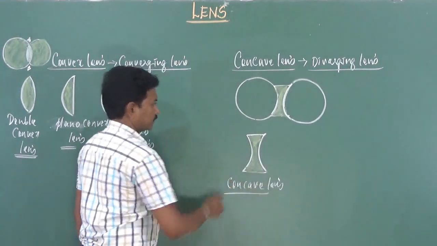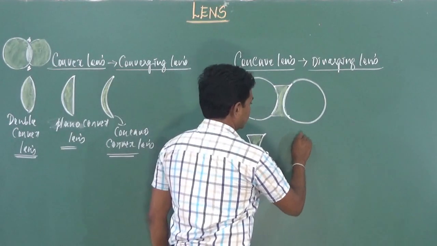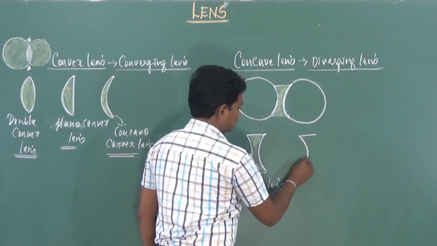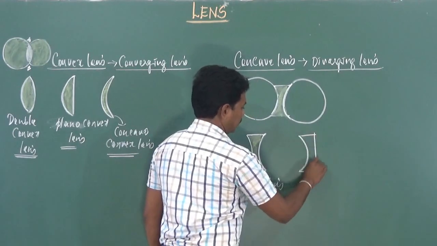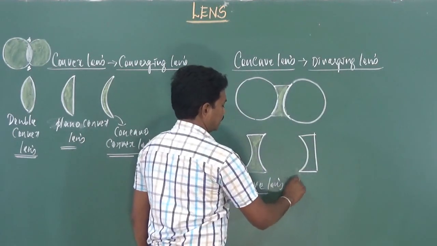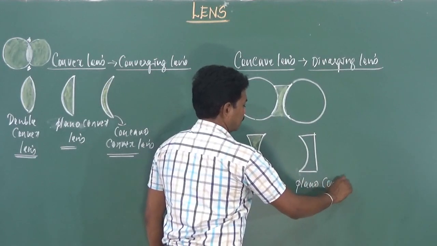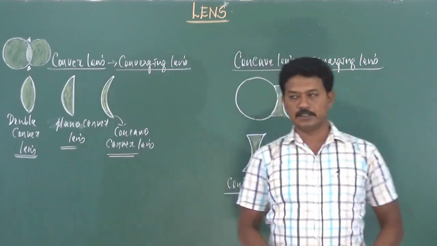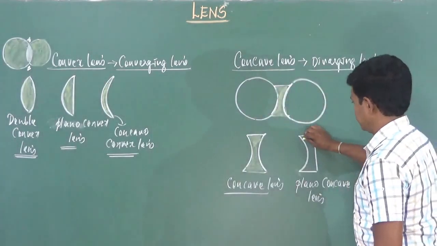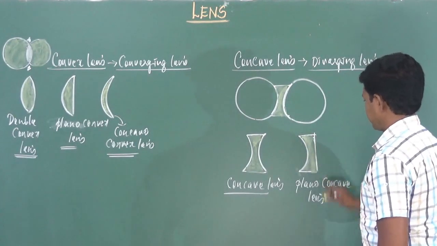Okay, so this is one of the things. The second one is another type of concave lens. One surface will be spherical, but the other surface will be a plane. This is called a plano-concave lens. This is another type of lens you can see here. One surface is spherical, but the other surface is a plane.